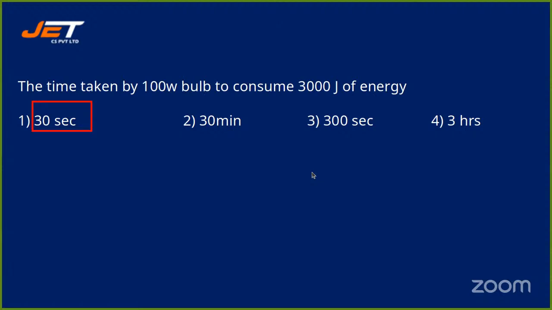You have to be very cautious about the units here, because power is always given by energy by time. So what is the unit of power? It is joule per second. Because it is joule per second, the answer will be seconds, not minutes. Anyone can get 30 from 3000 by 100, but is it seconds or minutes? How will you know? Only by knowing the units of power. So power is joule per second, and that is the reason you'll be getting 30 seconds.